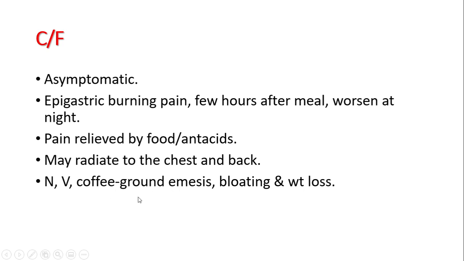Nausea, vomiting, coffee ground emesis. Coffee ground means bleeding, or blood mixed vomitus. Bloating, that is a feeling of fullness and gas, and weight loss.